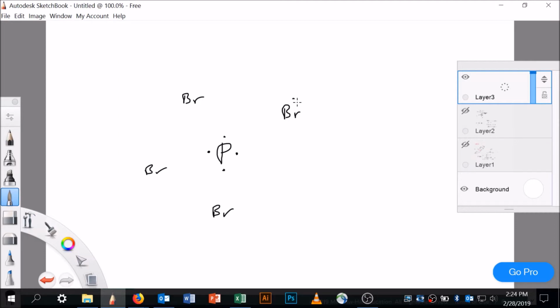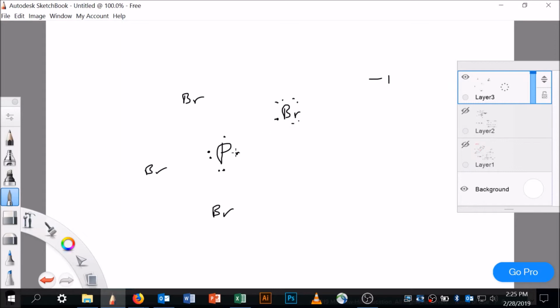But let me draw this. 1, 2, 3, 4, 5, 6, and 7, because bromine's in group 7, right? So that's going to make, oh, and it's a -1, so that means we've got 1 extra electron. I'm going to put the extra electron right here. Oh, there's 5, sorry. Phosphorus is supposed to start out with 5. And then phosphorus has 1 extra electron, which I'm going to put right here, right?